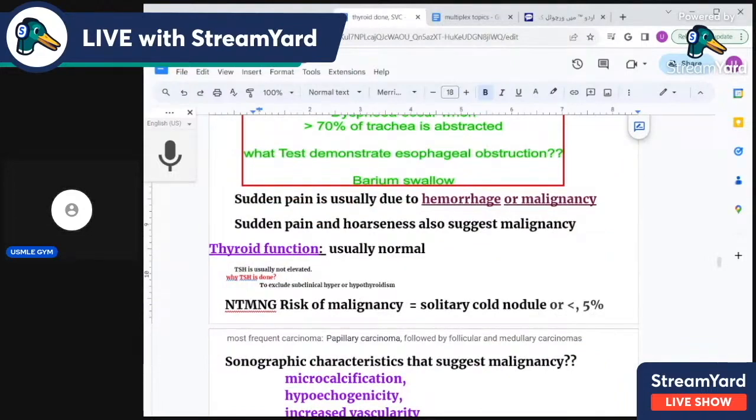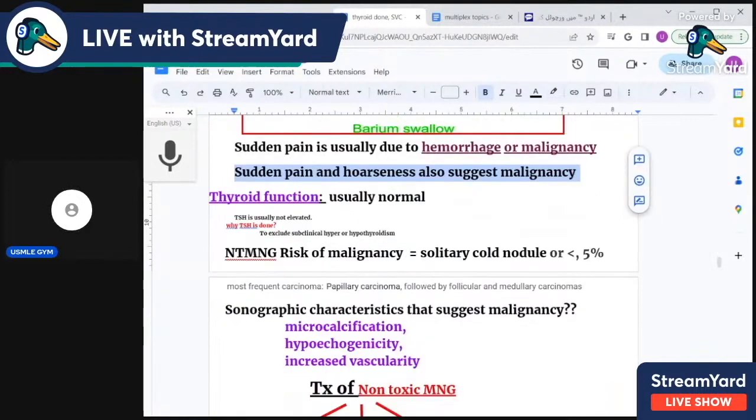Sudden pain is usually due to hemorrhage or malignancy, and sudden pain and hoarseness may also be due to malignancy because hoarseness is due to the involvement of the recurrent laryngeal nerve that passes behind the thyroid gland to the vocal cords. So in non-toxic multinodular goiter, thyroid function is usually normal. The risk of malignancy is the same as that of a solitary cold nodule, 5 to 10%.